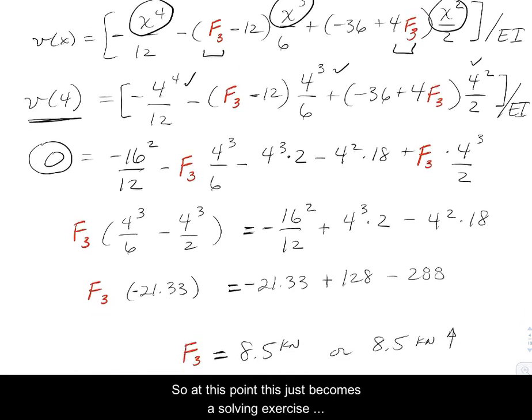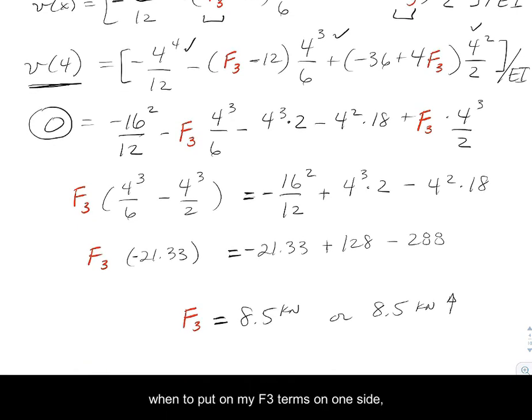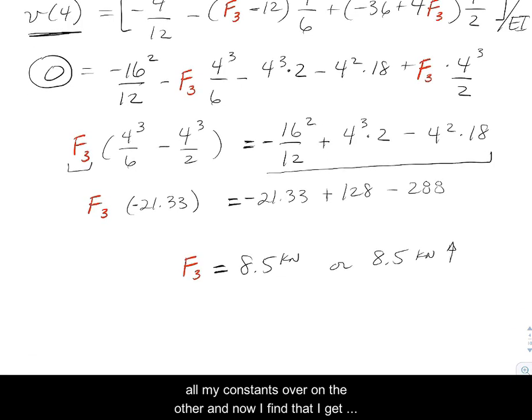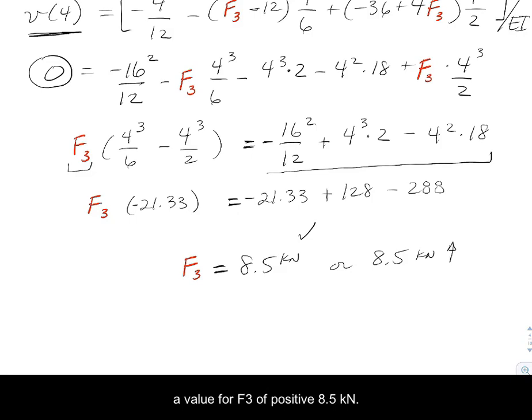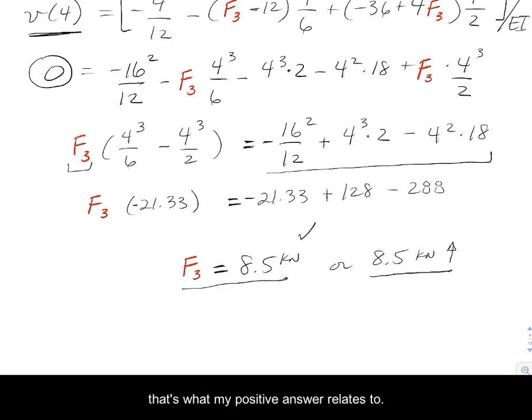And so at this point, this just becomes a solving exercise. I'm going to put all my F3 terms on one side, all my constants over on the other. And now I find that I get a value for F3. And so that value is positive 8.5 kilonewtons. And so that means that F3 is equal to 8.5 kilonewtons up. And again, in the original free body diagram, we drew F3 pointed up. So that's what my positive answer relates to.